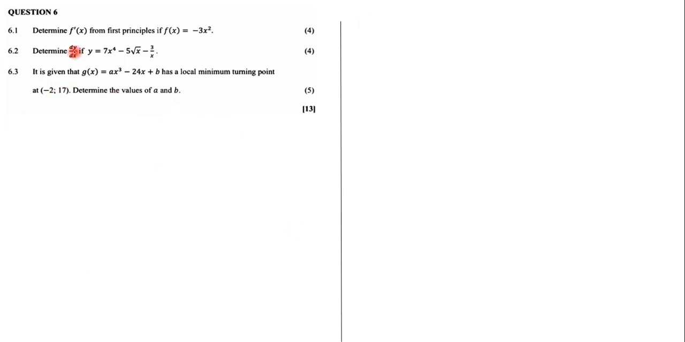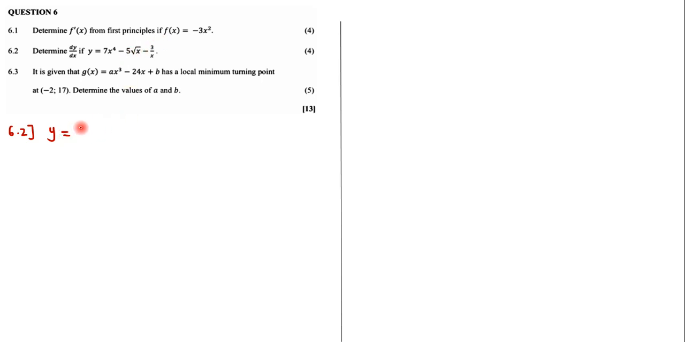Now in the second question, we try to calculate dy dx if y is equal to 7x to the power 4 minus 5 square root x minus 3 over x. Alright, so the minute we get this dy dx, we need to think of the power rule. Remember, for the power rule to work, your equation must have all the x's as the base of an exponent. What do I mean by that? It means each and every term here needs to be written in exponential form.